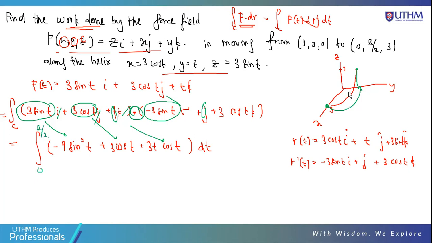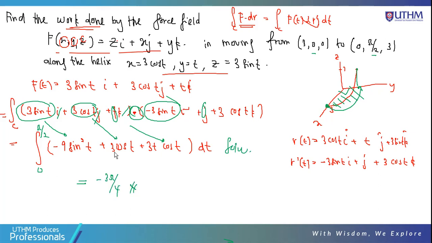This is actually 90 degrees, up to 90 degrees. You look here, 3 and 0 here, so it is in the area here, only here. So it starts from 0 to pi over 2. So settle this integration and then you get the final answer. Solve it. Your final answer is negative 3 pi over 4. Okay, this is the answer.